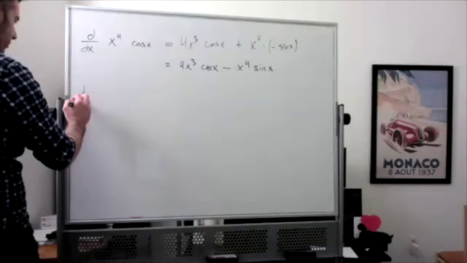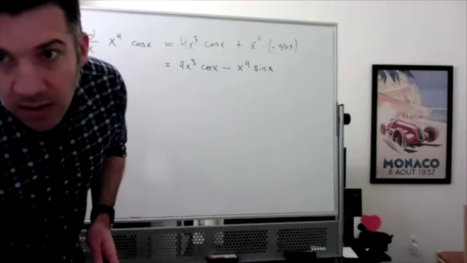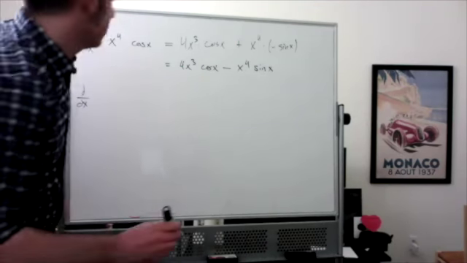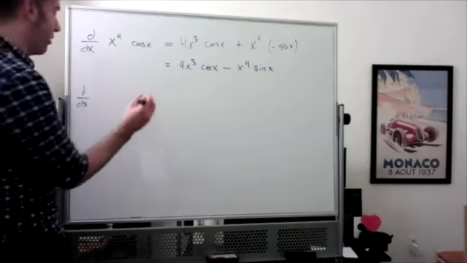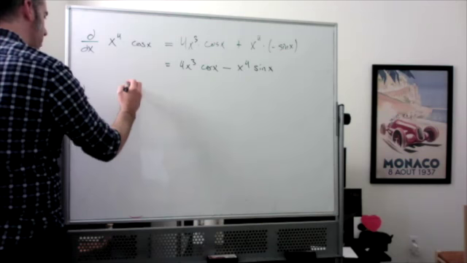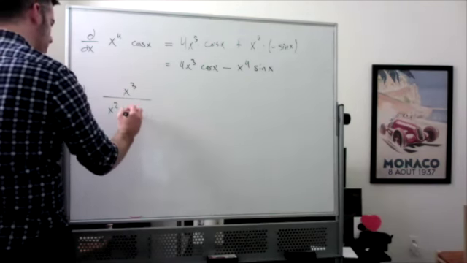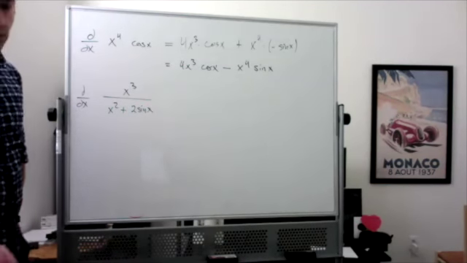Similarly, we could take the derivative of something like x cubed over x squared plus 2 sine of x. And here we're going to use the quotient rule.